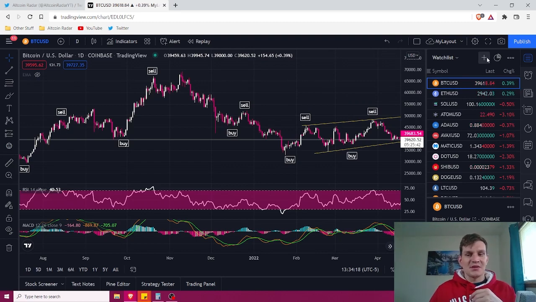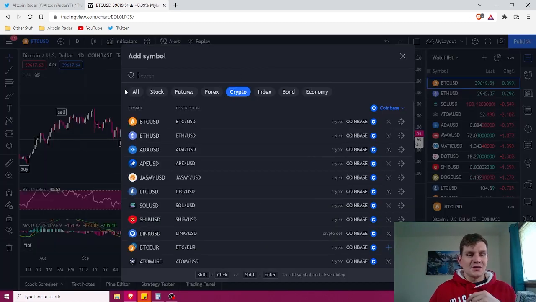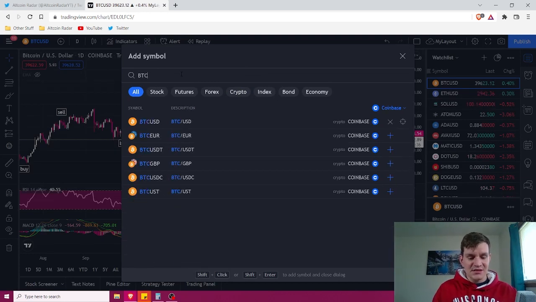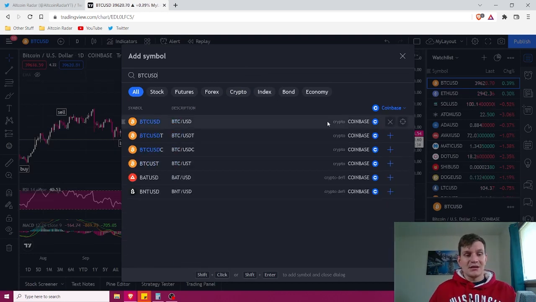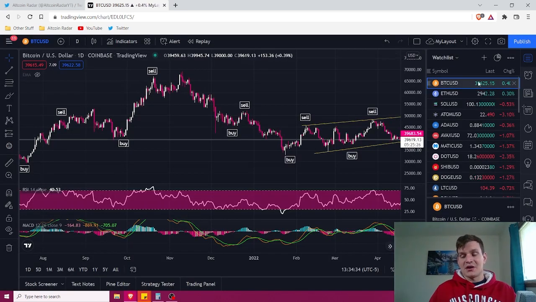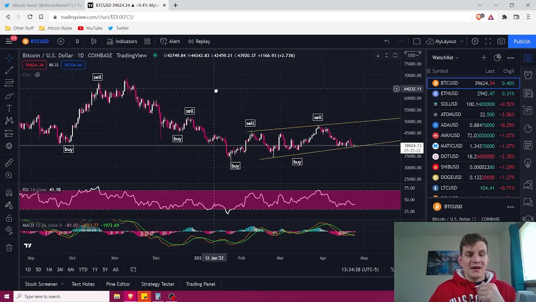What you want to do is click the plus icon up here, then simply click on or type in BTC USD and click on whichever exchange you use. I use Coinbase, so I find the BTC USD pair on Coinbase and I just click it. Once you click it, it'll come up over here on this side and it'll be there. And this is what you're going to do next.